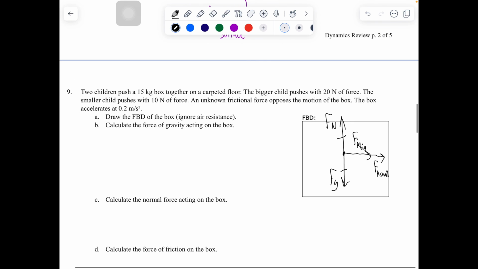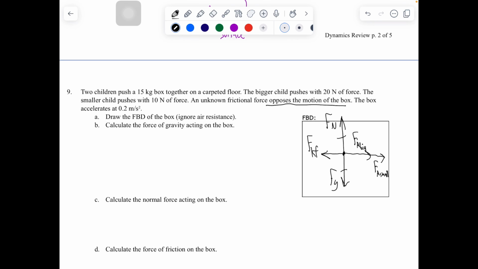We know there's friction, and it is opposing the motion. Well, the box is moving in the direction the children are pushing, so friction acts opposite. It is moving, so we need to be able to identify that's kinetic friction. Kinetic friction acts when the object is moving. Okay, we drew the free body diagram.